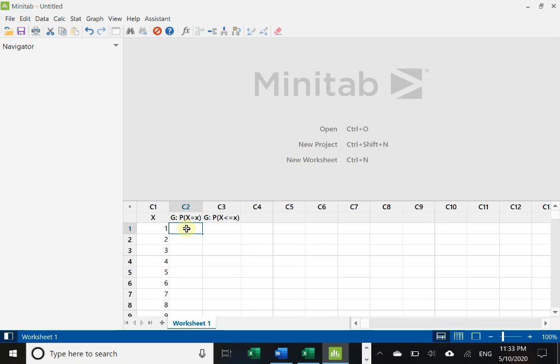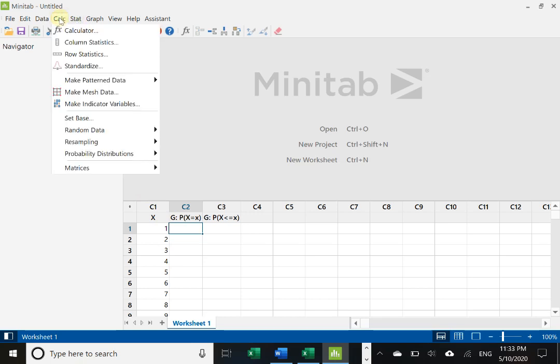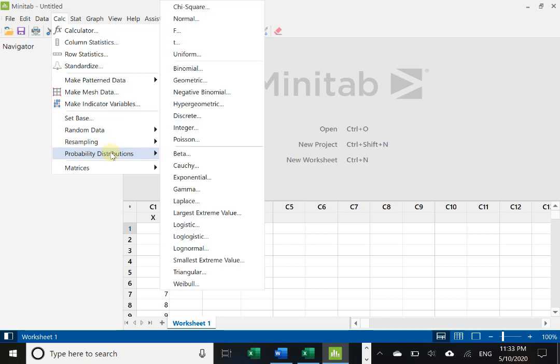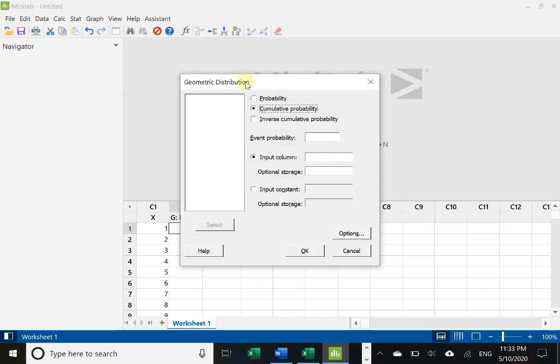Okay, now we want to generate these numbers. So the way to do it is we go to Calc, and then we go to Probability Distributions. Slide over and go up here to Geometric. So this is going to calculate PDF, CDF, inverse CDF, which we will not do in this course. So this is all we want to do, just the other two. So I'm going to go Geometric, click. Now, right up here, you click on the Probability radio button.